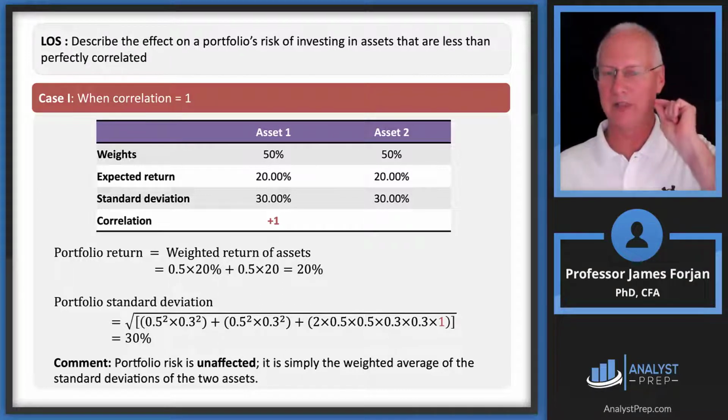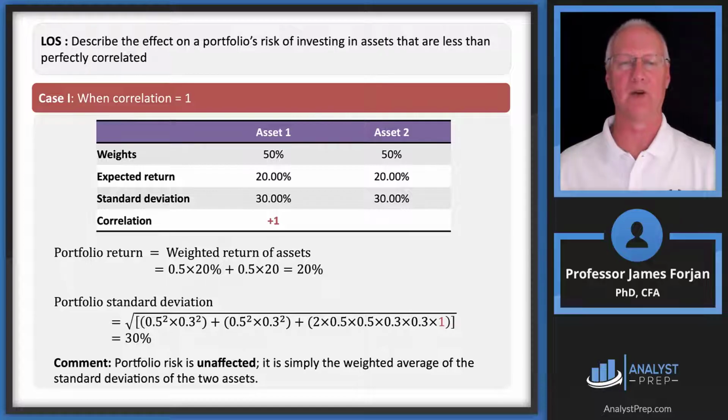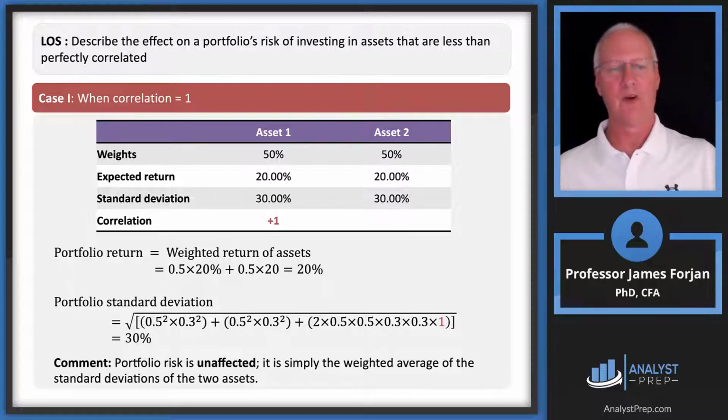From there, you ready for this? First moment of the distribution and second moment of the distribution. But let's suppose in this first example that the correlation coefficient is 1. So if we do the calculations for return and standard deviation, what do we get? We get 20% and 30%. That should make perfect sense. So adding asset 2 to asset 1 does us no good from a risk and return perspective. So look at the comment down there. Portfolio risk is unaffected, simply the weighted average.